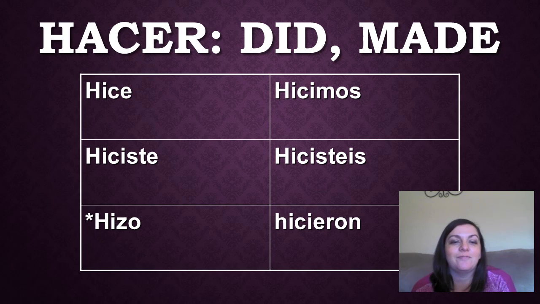You have hacer in the past tense. It was I did or I made. You have hice, hiciste, hizo, hicimos, hicisteis, hicieron. Notice for hizo, there's a spell change here. You see that Z on there? So hizo with a Z. Make sure you write that down because it'll count it wrong.